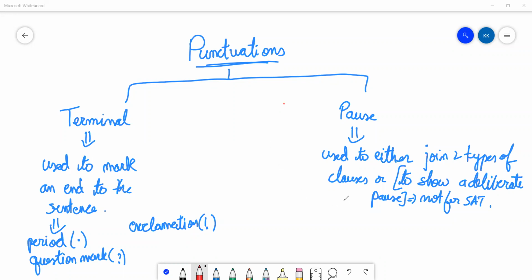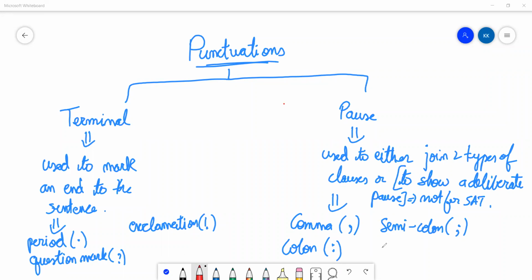Okay. What are we going to have under this? We are going to have comma, okay, colon, semicolon, okay. Then we are going to have dash, okay. And next, apart from all this, we are going to have the apostrophe, okay. That is also very important. So comma, semicolon, colon, dash, apostrophe.